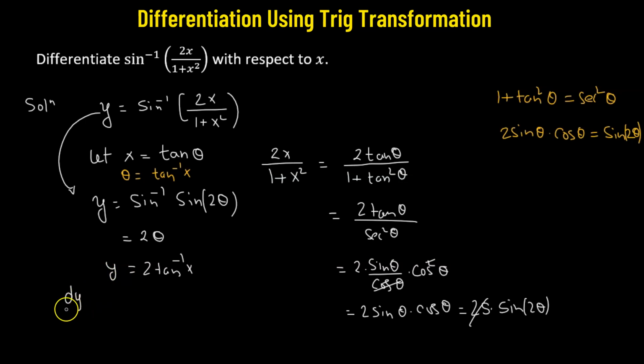Now when we take the derivative of y with respect to x, that will be simply equal to 2 times the derivative of the inverse tangent function, which is simply 1 over 1 plus x squared.